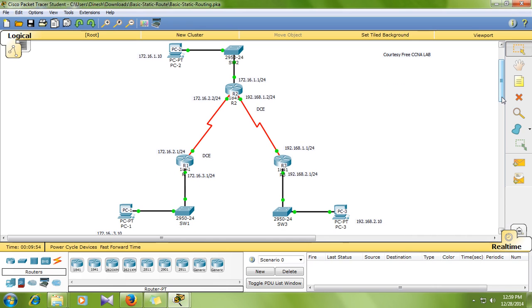Guys, we are going to see the static route lab with this topology. There are 3 routers and 3 networks. We are going to configure static routes for these 3 networks. In this topology we are going to learn static route with exit interface, static route with next hop address, summary static route and default static route.